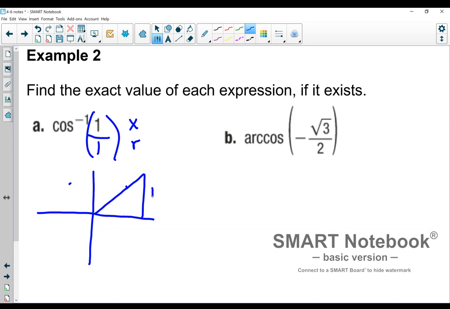I label my x side 1 and my y side 1. And then hopefully I recognize that special triangle. My third side would be square root of 2. And I know that that's a 45-degree triangle. And so my cosine inverse of 1 would then be 45 degrees, or pi over 4. We should add in radians here.